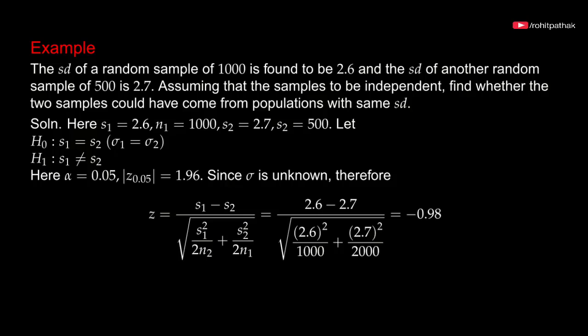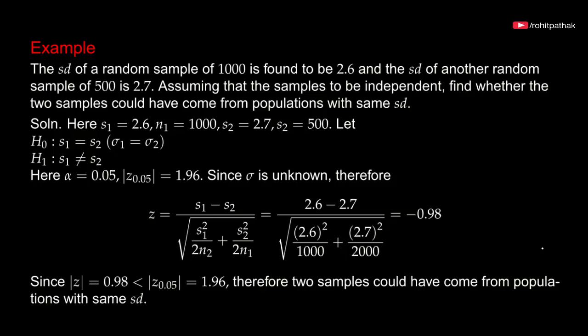Since sigma is unknown, therefore we have to use this formula and this value is found to be minus 0.98. So if we compare this value with the critical values, we find that this value falls in the region of acceptance. Therefore, H0 is accepted. That means two samples could have come from populations with same standard deviation. That means the two standard deviations can be regarded as same.